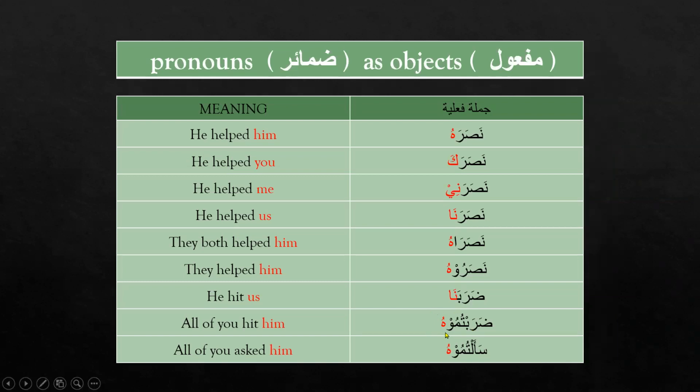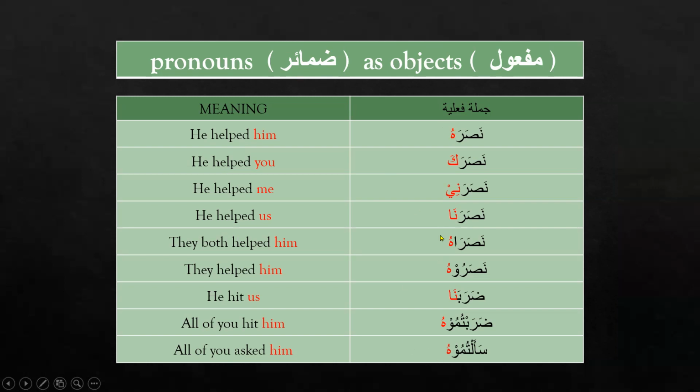This is the attached word of huwa. All of you hit him. Sa'altumuhu, all of you asked him. Again, sa'altum, this waw is added here, waw ishba', and sa'altumuhu, all of you asked him. So here you can see how we are using the attached pronouns, the damair muttasil, as a maf'ul, as an object in jumla fi'liya.